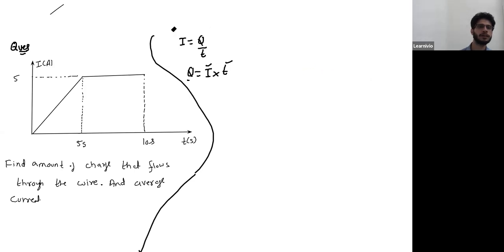So here the area under the graph is charge. Your I is delta Q over delta T, so your delta Q is I delta T. So charge is the area under the graph.